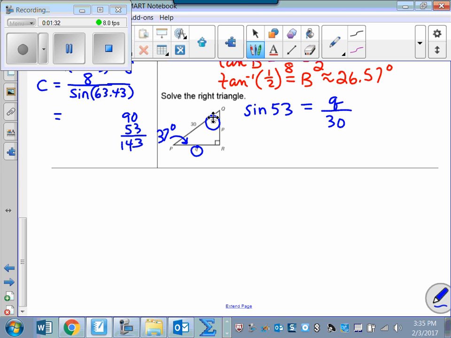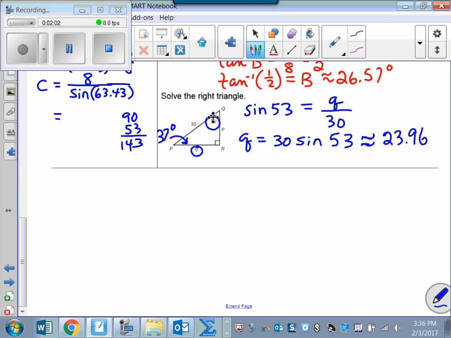So I can use this ratio to solve for Q. I just multiply both sides by 30. So Q is going to be 30 sine 53. When I punch that into my calculator, Q is approximately 23.96.